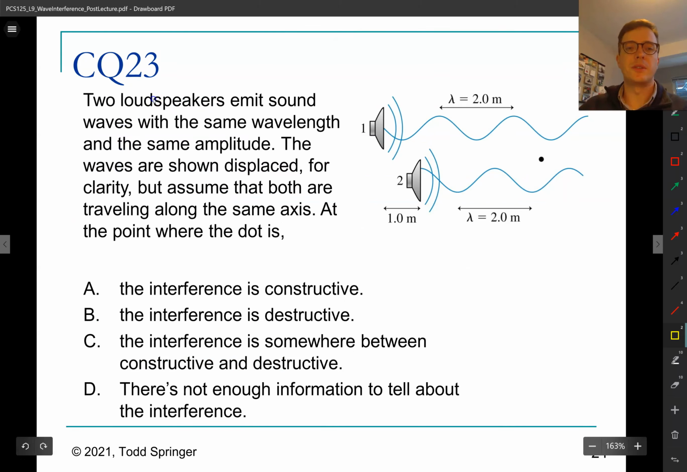Okay, let's think about this question. Two loudspeakers emit sound waves with same wavelength and same amplitude. The waves are shown displaced for clarity, but let's assume that they're completely overlapping. I can't draw it, it gets a little confusing if I put them right on top of each other, but just assume that these two waves are going to be right on top of each other. At the point where the dot is, what kind of interference do I have? Constructive, destructive, something between, or is there not enough information to tell? I'll give you a moment to see if you can think about this one.